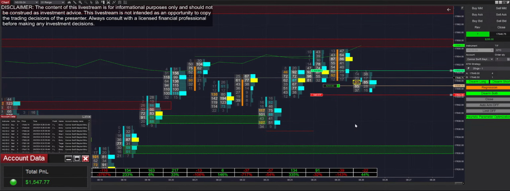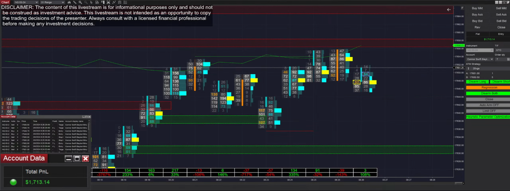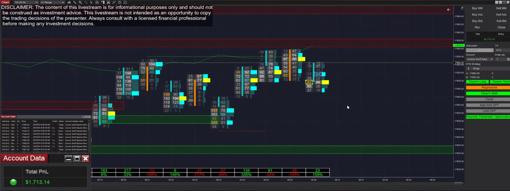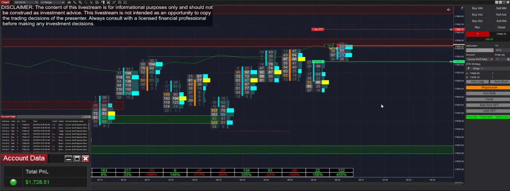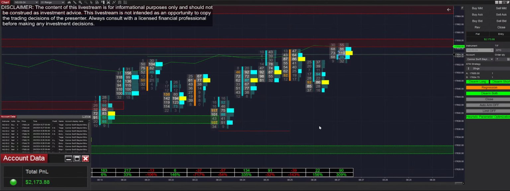Almost got filled there. Very close. And we end up winning that trade. Just got filled short there. Ended up almost immediately winning that trade.